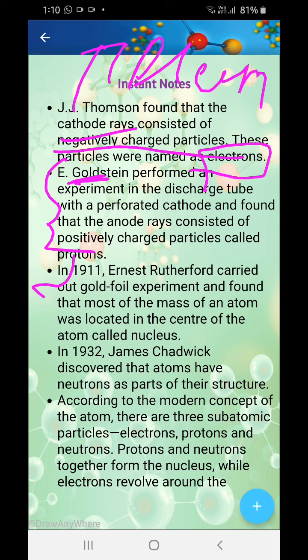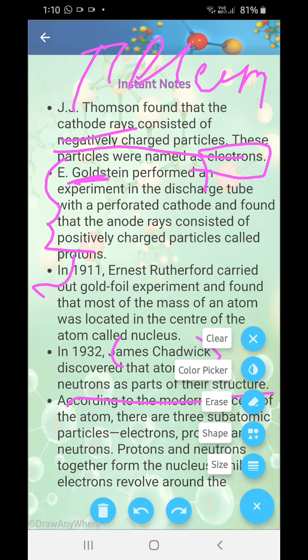In 1932, James Chadwick discovered that atoms have neutrons as part of their structure. You might ask, Miss, how did James Chadwick come to know? Because the atom is electrically neutral now, because protons and electrons are done. But when scientists weighed atoms, you read about mass number, right? They found that despite their calculation of protons and electrons, there is some more mass. What is that mass made up of? Neutrons. So James Chadwick found out neutrons.